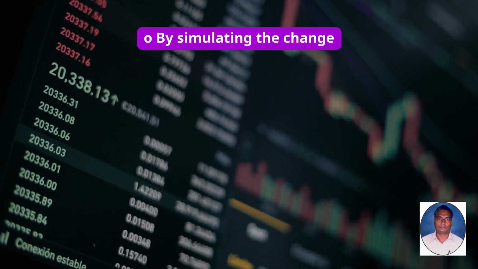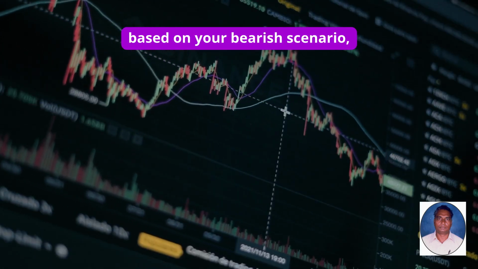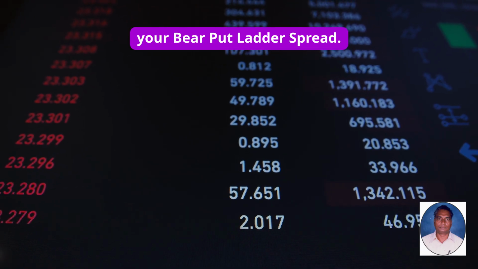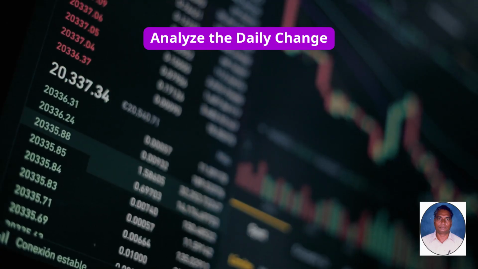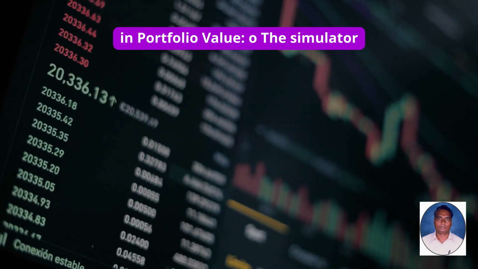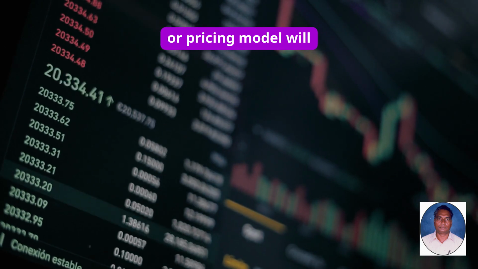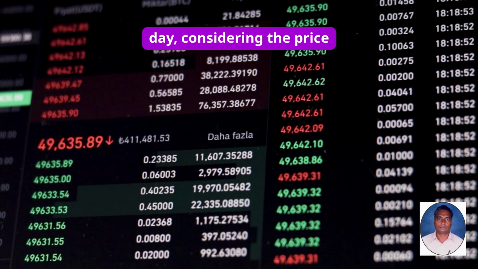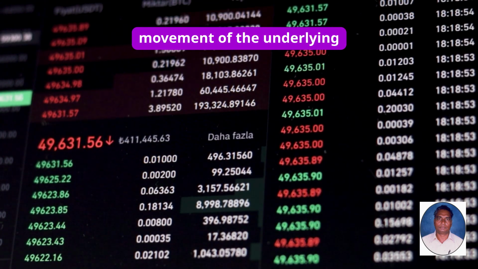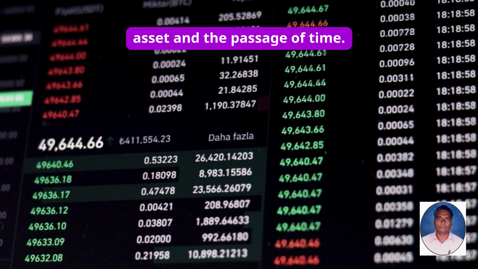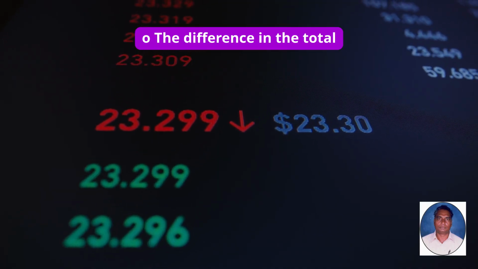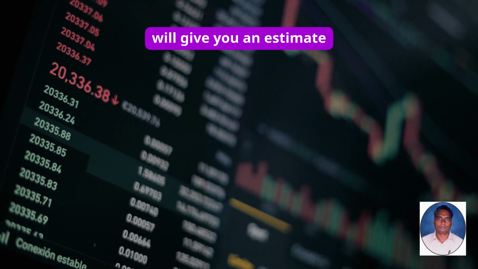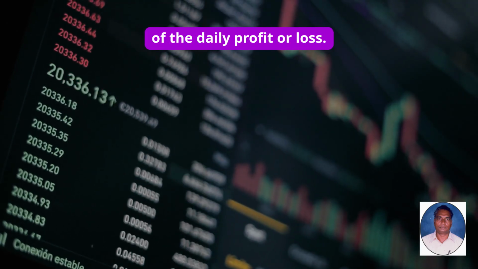By simulating the change in option prices day by day based on your bearish scenario, you can observe the change in the overall value of your bear-put ladder spread. 4. Analyze the daily change in portfolio value. The simulator or pricing model will calculate the theoretical price of each option in your spread at the end of each day, considering the price movement of the underlying asset and the passage of time. The difference in the total value of your options positions from one day to the next will give you an estimate of the daily profit or loss.